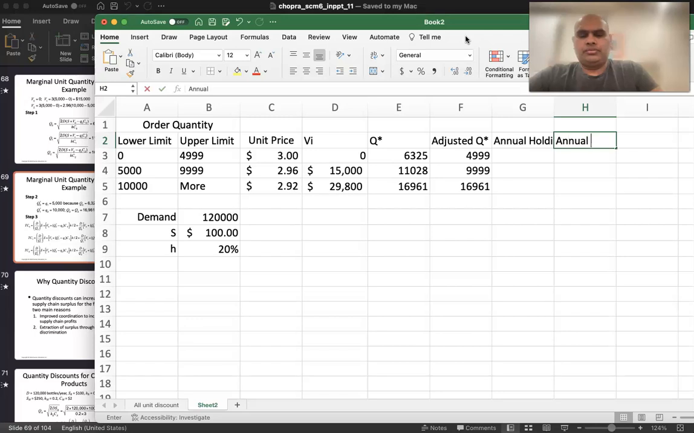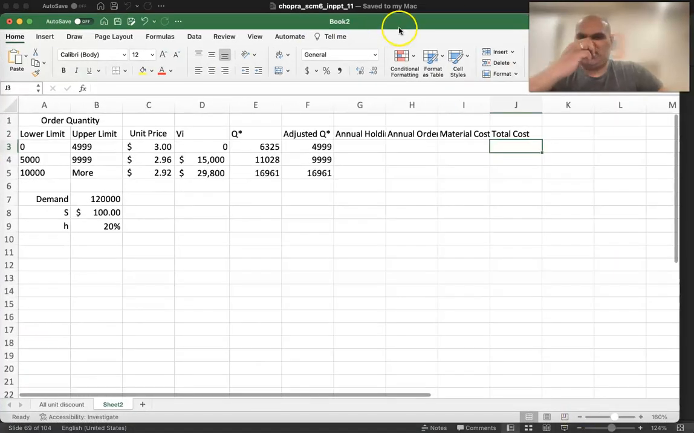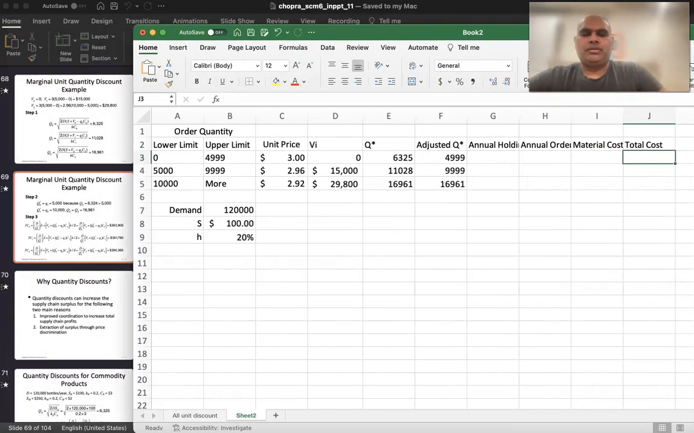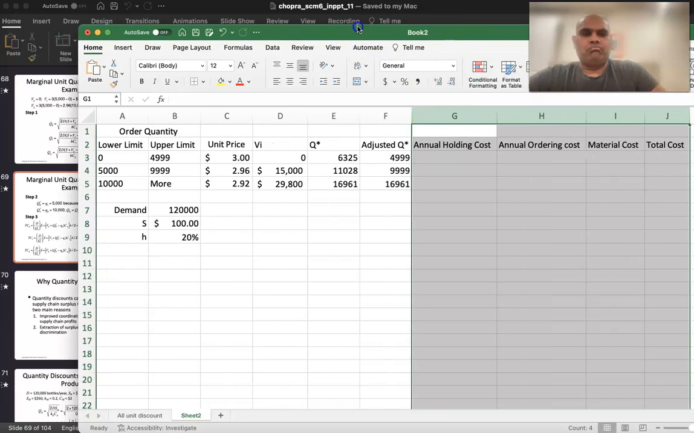Annual ordering cost, and annual material cost, and of course total cost. Okay, a couple of things. Let me make this slightly smaller so everything fits in the range that I'm looking at. Yeah, there you go. Make it even smaller, I guess. And that should be good enough.